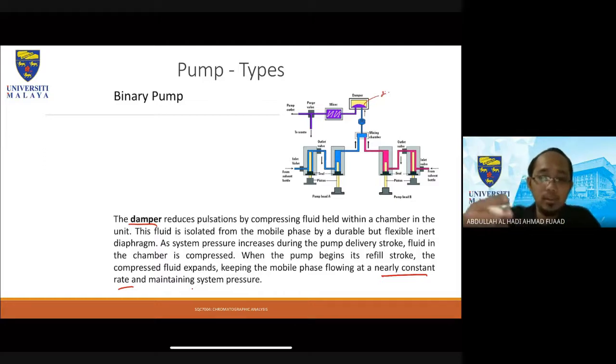This is why, if you consistently service your pump, your pistons specifically, but then one day the pressure is inconsistent, then perhaps your damper needs to be replaced. Okay, so that's all for component number 3.